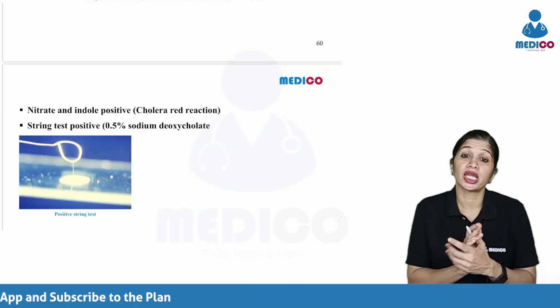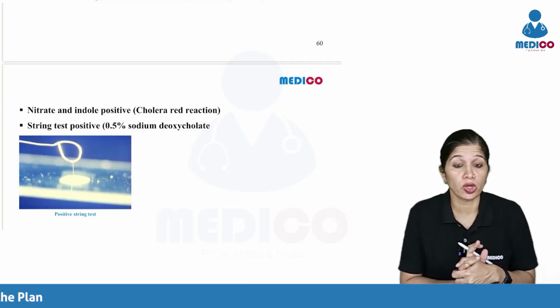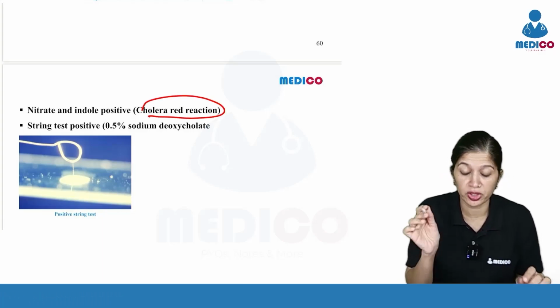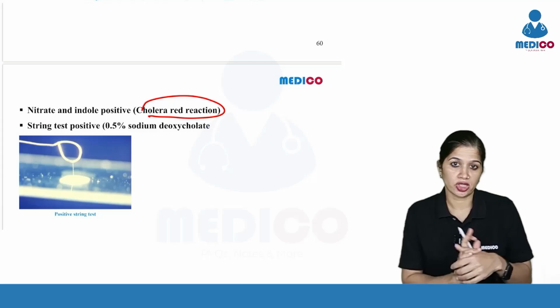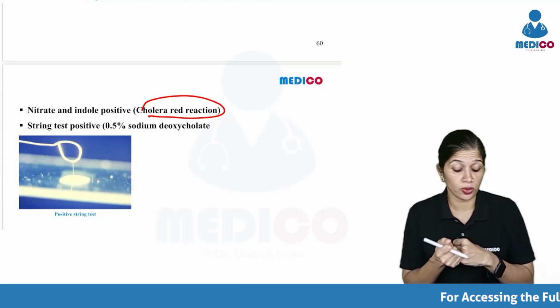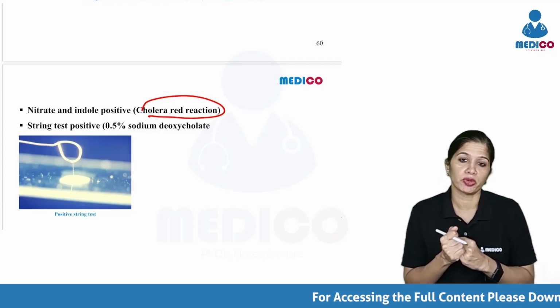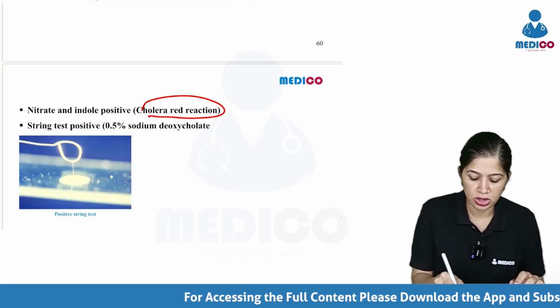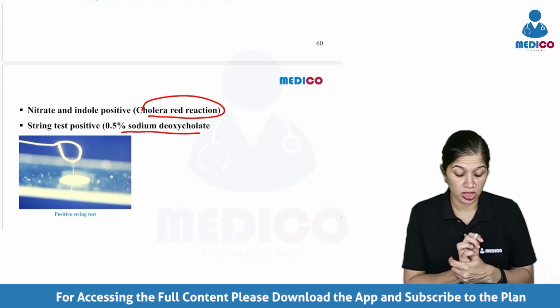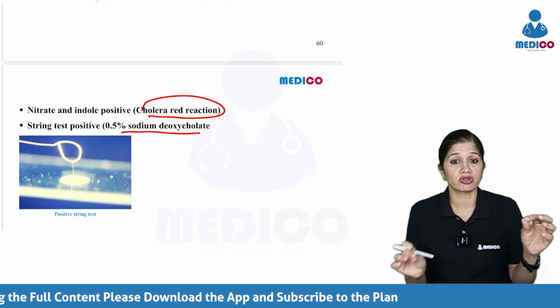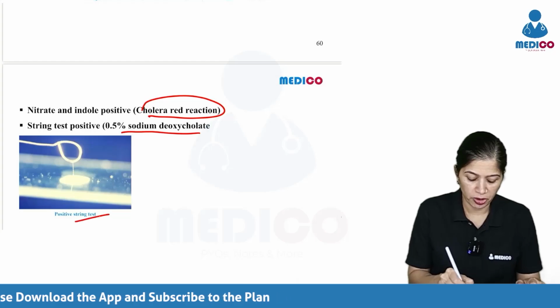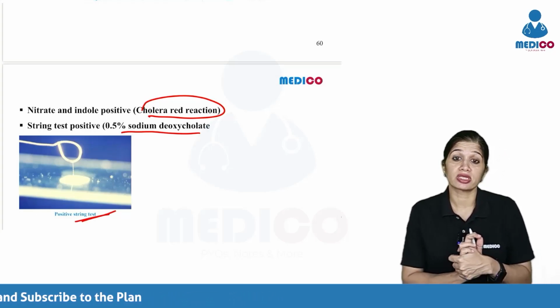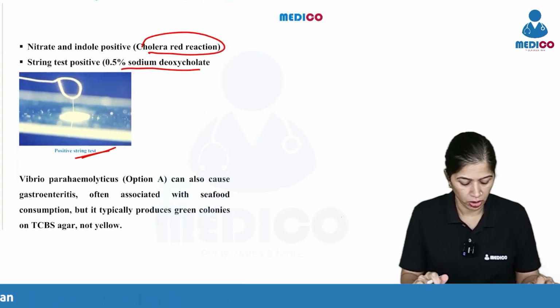Then comes the nitrate and indole, that is nitroso-indole positive. That is what is responsible for the cholera red reaction. So cholera red reaction is nitroso-indole positivity that is seen in Vibrio cholerae. Then string test with 0.5% sodium deoxycholate. You get a long string-like structure here. This positive string test is also a characteristic feature of Vibrio cholerae.